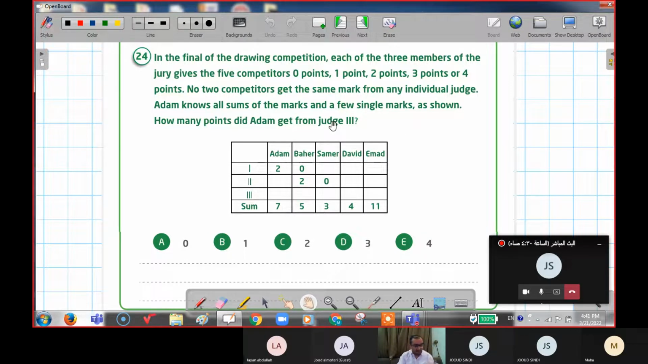So this is judge number 3 here, and this is how many Adam got, this one. So I want to know this part. We must know from which box we must start. We have 1, 2, 3, 4, 5, 6, 7, 8, 9, 10, 11 boxes. I must know which one of them I must start with.